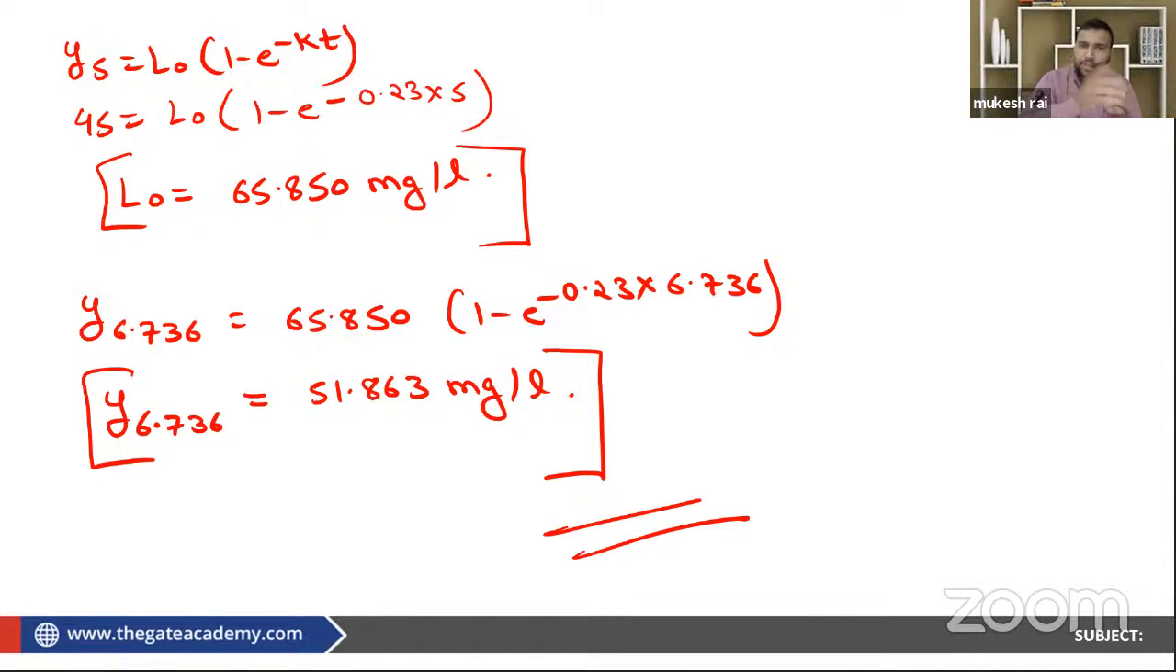Now just check the previous year question. They had asked the BOD of river water. The same question had been asked in last year's GATE examination in set 1. So that type of question is very important from the GATE point of view.